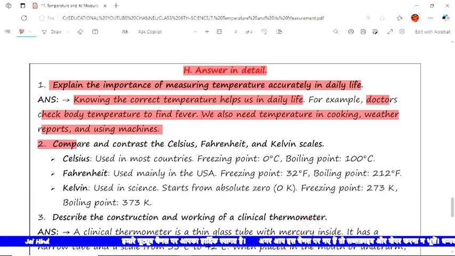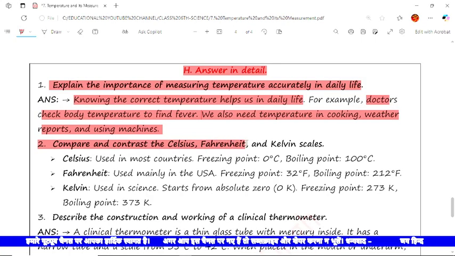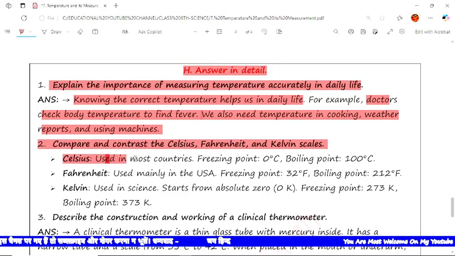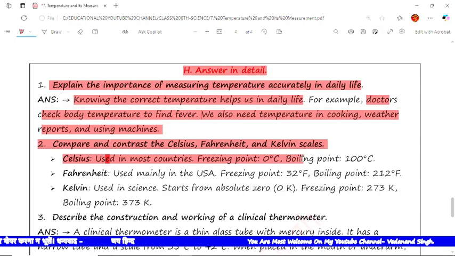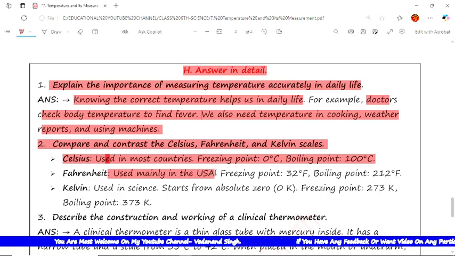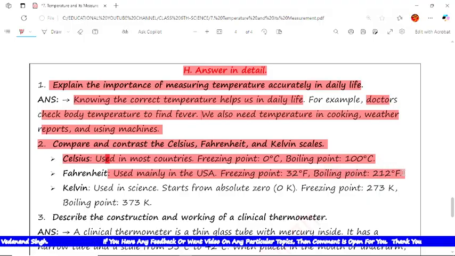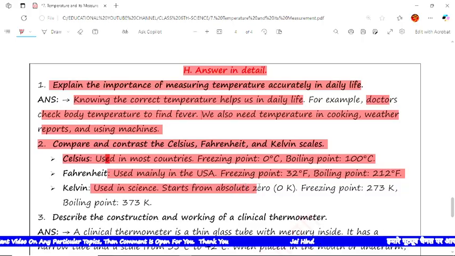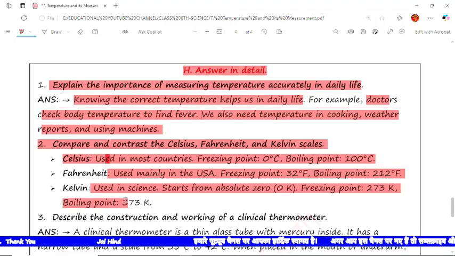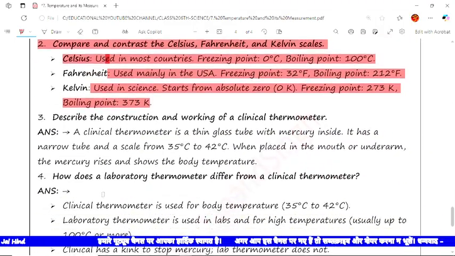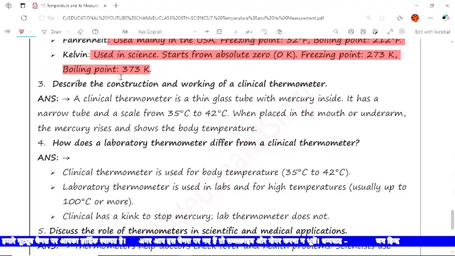The next question is: compare and contrast the Celsius, Fahrenheit and Kelvin scales. First is Celsius. It is used in most countries. Freezing point is 0 degrees Celsius and boiling point is 100 degrees Celsius. Fahrenheit is generally used in the USA and the freezing point is 32 degrees Fahrenheit and the boiling point is 212 degrees Fahrenheit. Now the next is Kelvin. Used in science, it starts from 0 Kelvin, freezes at 273 Kelvin and the boiling point is 373 Kelvin. Not degrees, that is 373 Kelvin.